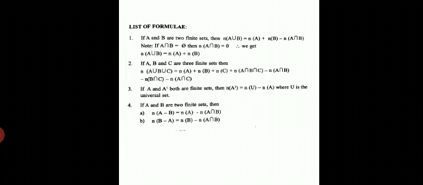Third one, if A and A dash both are finite sets, then n of A dash is written as n of U minus n of A, where U is nothing but the universal set. Fourth one, if A and B are two finite sets, then n of A minus B is equal to n of A minus n of A intersection B. Similarly, n of B minus A is equal to n of B minus n of A intersection B.